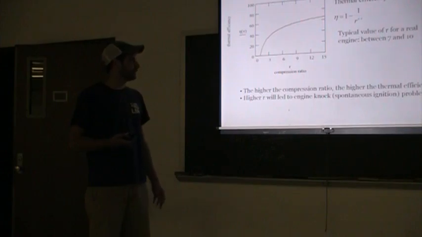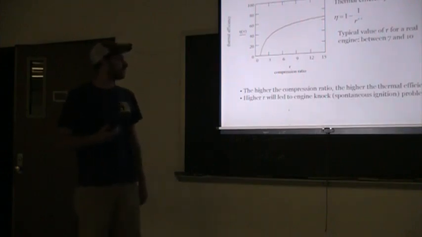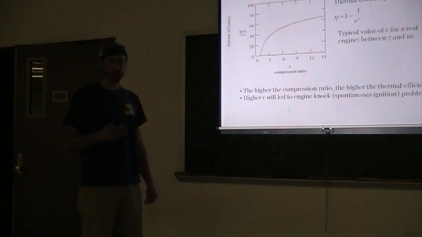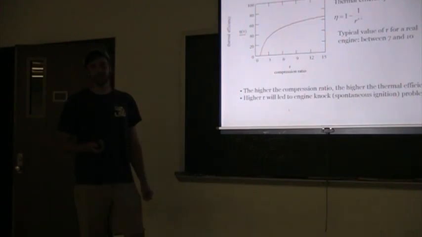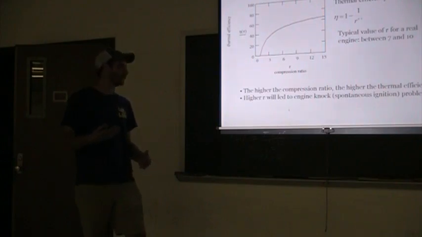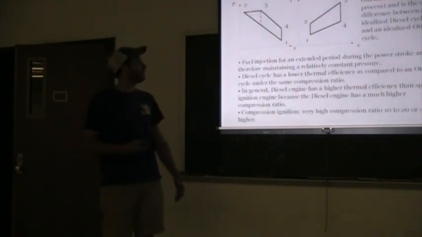Typical compression ratio values are usually between 7 and 10, and usually the higher the compression ratio, the higher the thermal efficiency. But a higher compression ratio R can lead to engine knock, so all these factors have to be taken into consideration when actually designing an engine. You may have an engine that's somewhat efficient, but it might be very unattractive to users and actually cause problems within the engine itself.